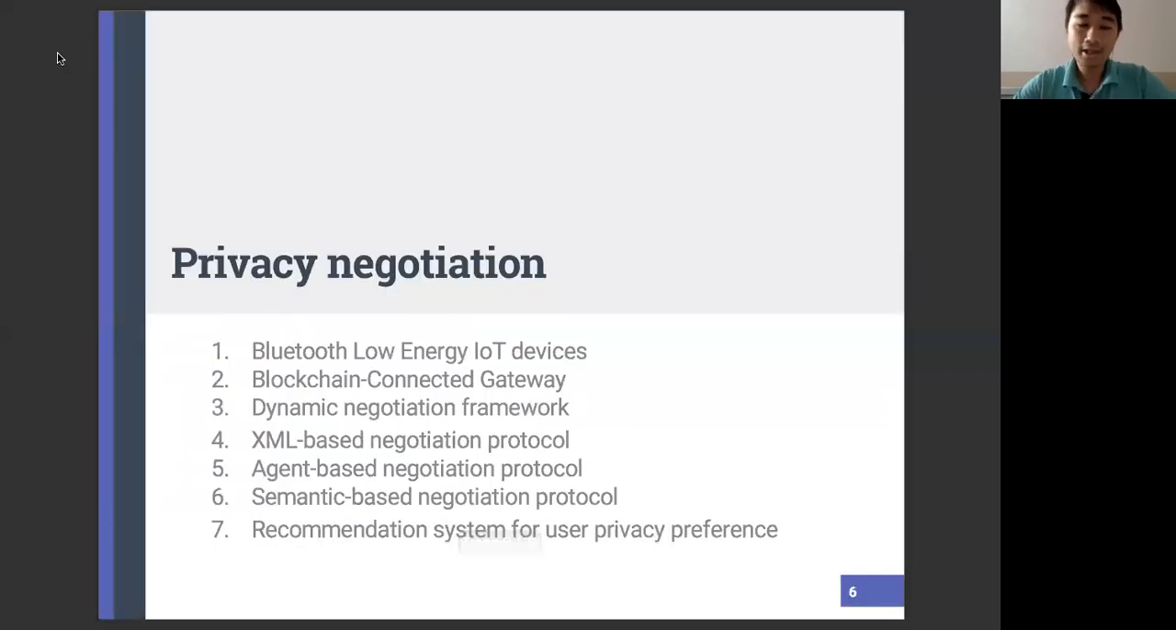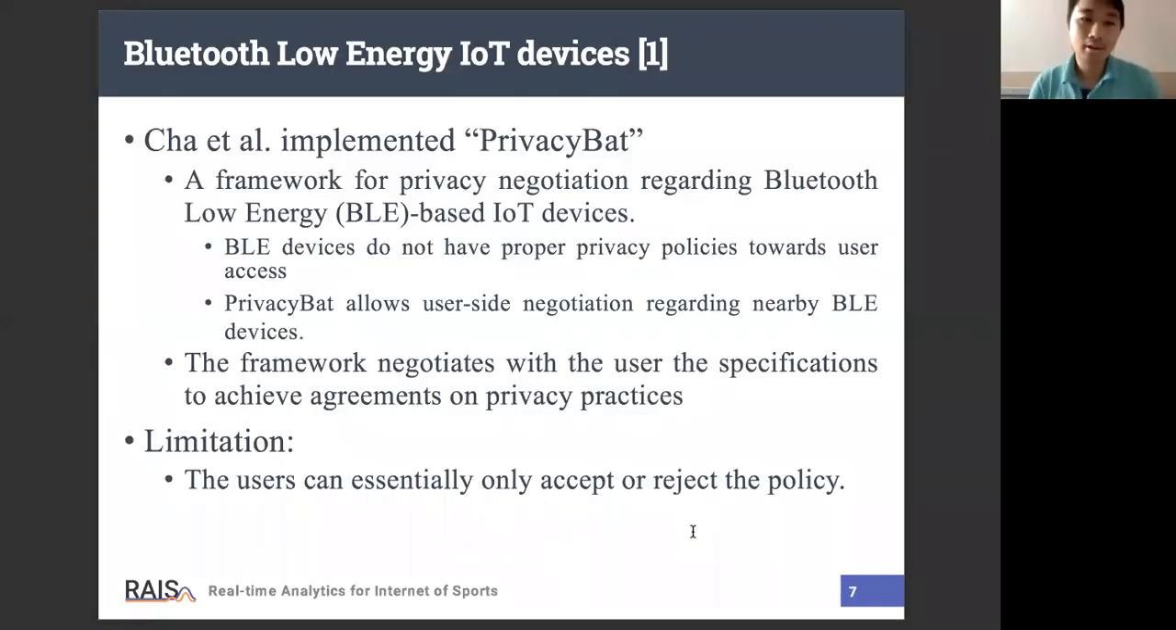So in this talk, I focus on privacy negotiation. I will show you the state of the art of privacy negotiation in IoT systems, and how we can apply this process to one specific fitness domain in the last paper I will show you. In this talk, I cannot show all the related information of this paper. Maybe I will mention it in the webinar. In this talk, I just show the main idea, some problems in this idea, and how we can address these problems. So let's start with BLE IoT devices.